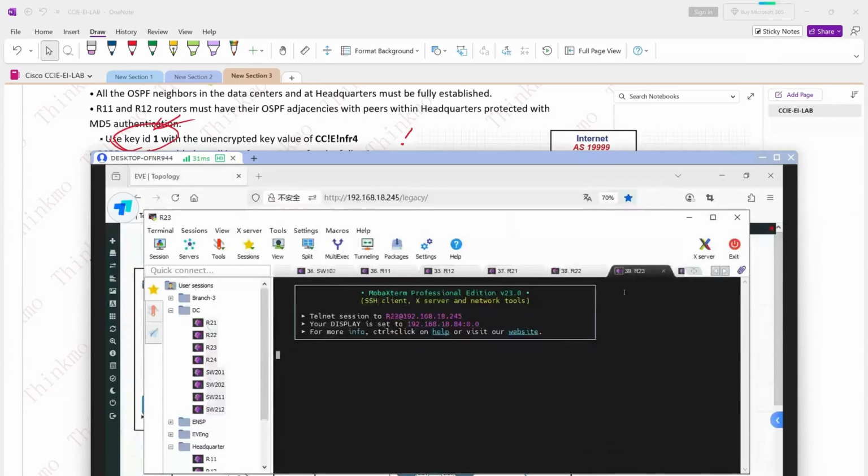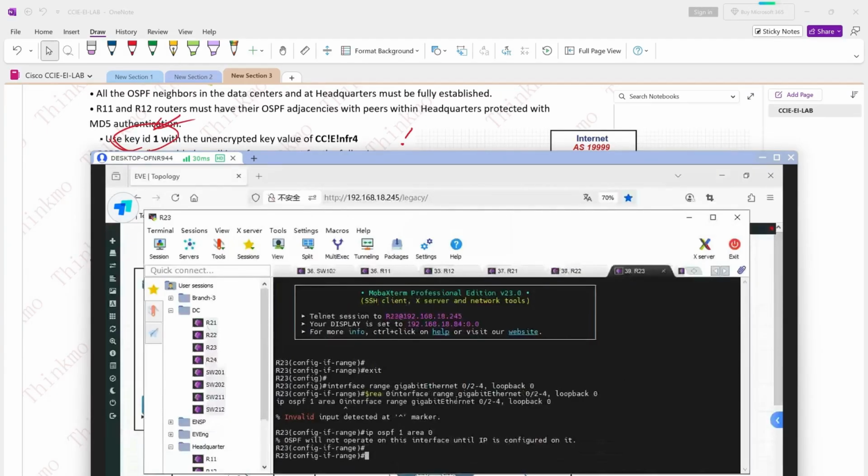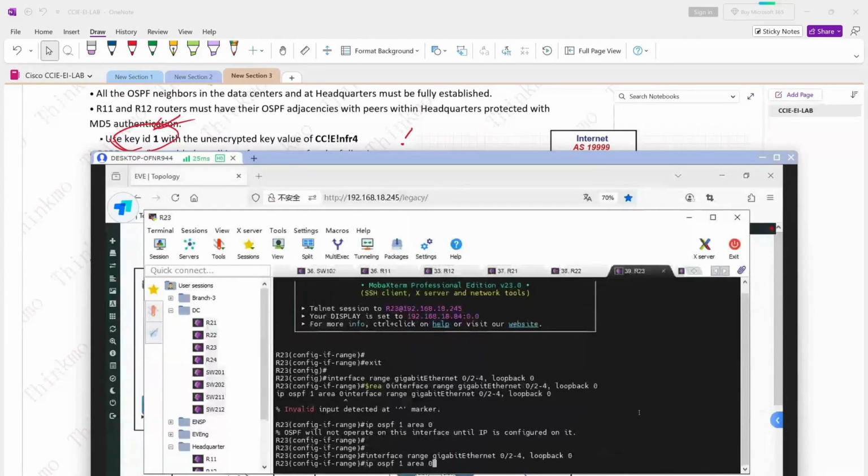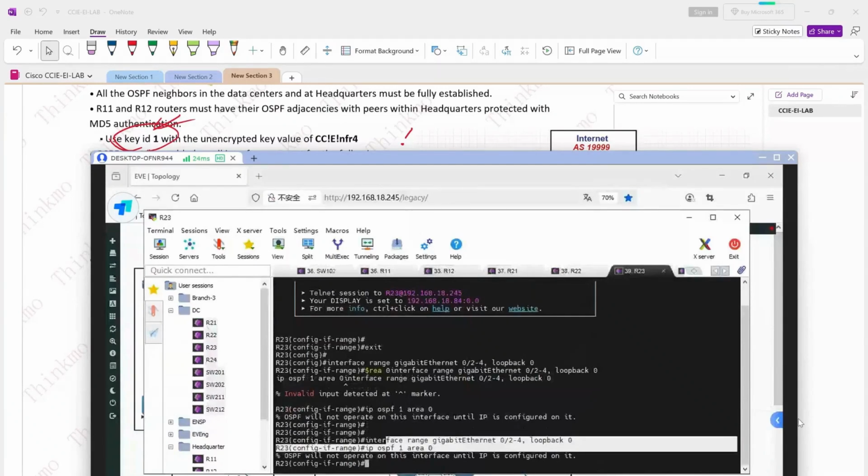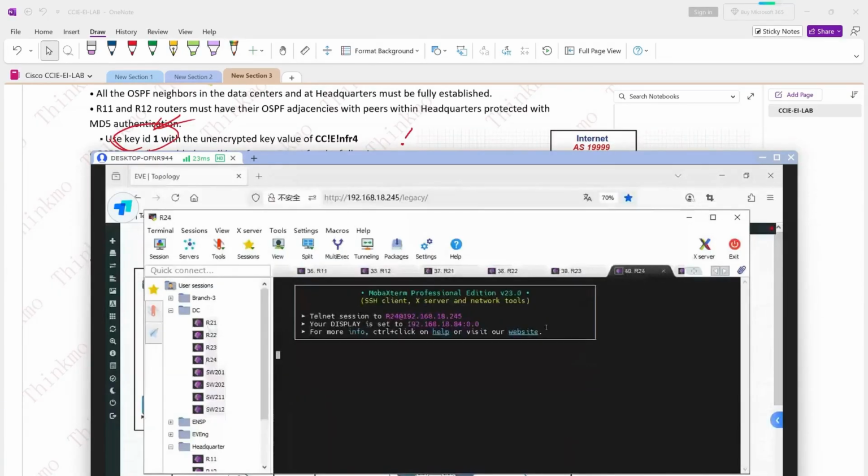Alright, it's the same for 23 as well. Okay, I copied it twice, just announcing the interfaces. These 2 commands are enough. And it's the same for 24 as well. Note that the interface numbers are different. We just need to make sure not to announce the interface connected to the carrier. All other interfaces, including the loopback 0 interface, should be announced.